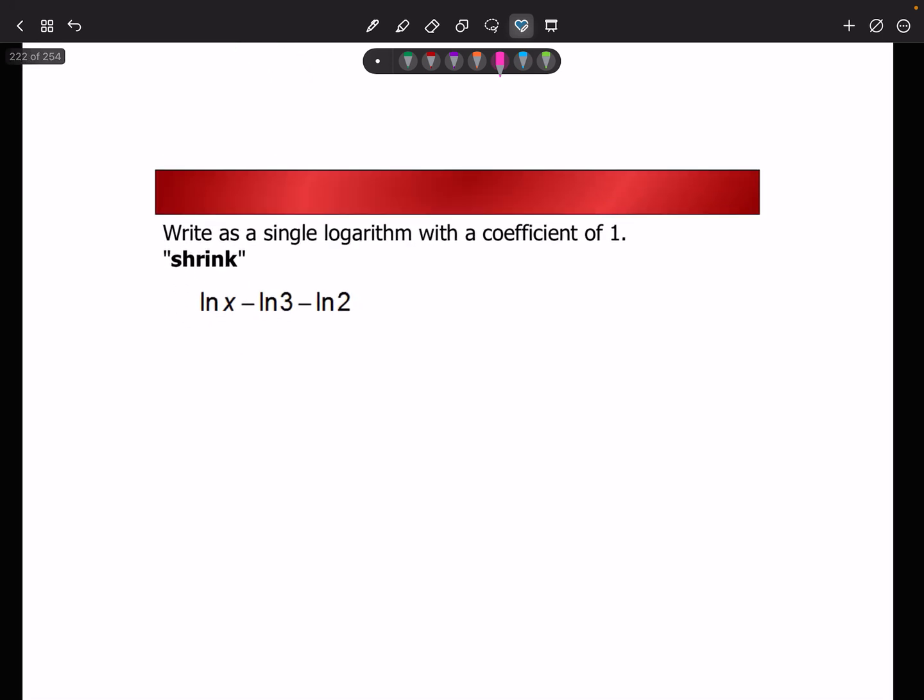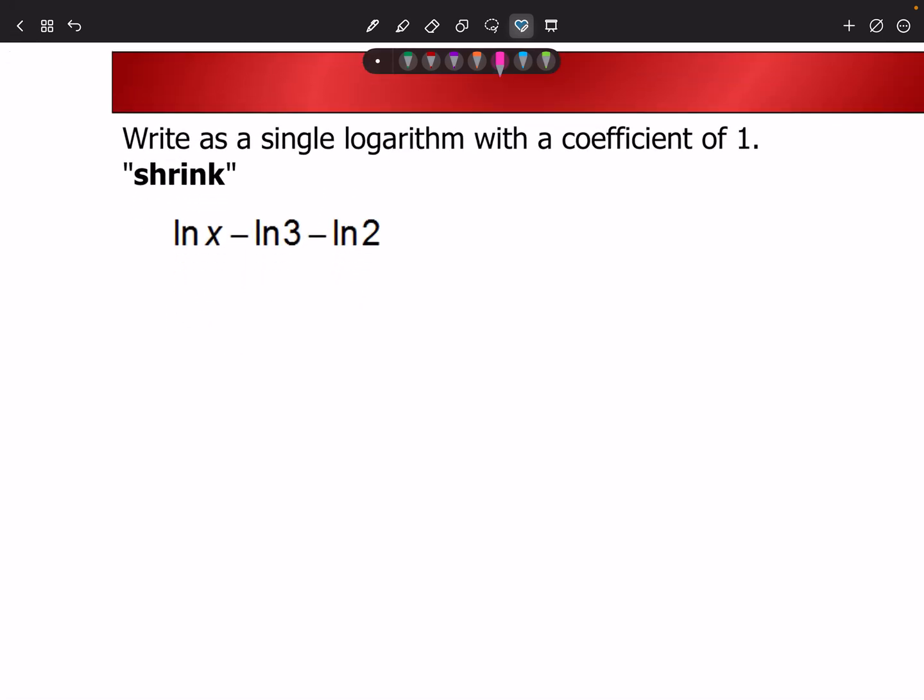Okay, now in this example, we have 3 logarithms. They all have the same base. They all have a base e, base e, base e. The first one is a positive logarithm, and the next 2 are negative logarithms. So we're going to be able to condense this and write it as the natural log.